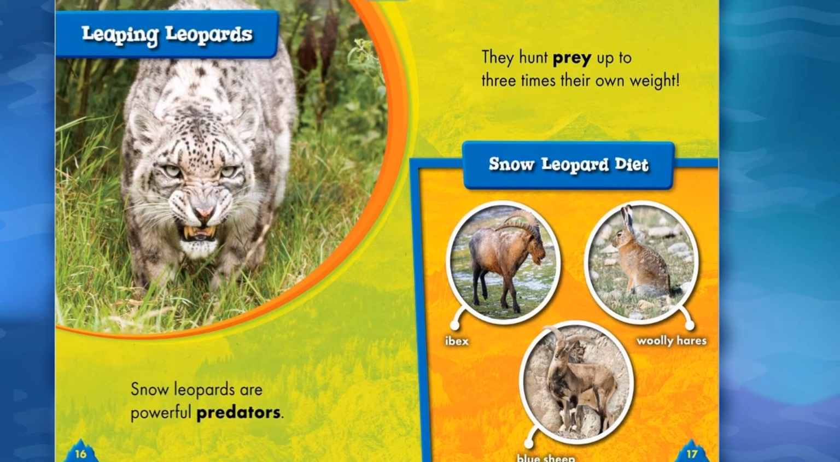Leaping leopards. Snow leopards are powerful predators. They hunt prey up to 3 times their own weight. Predators over here in bold means animals that hunt other animals for food. And prey, this bold word, means animals that are hunted by other animals for food. And then we have snow leopard diet over here. And then, oh, so these are the animals that the snow leopards hunt to eat.